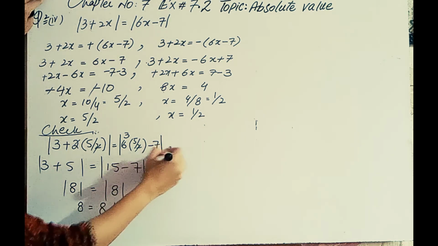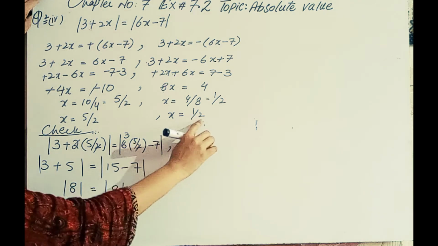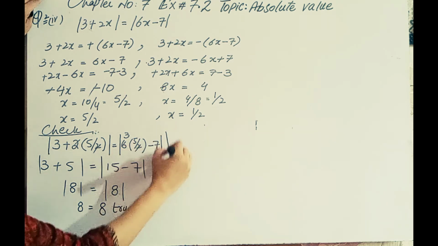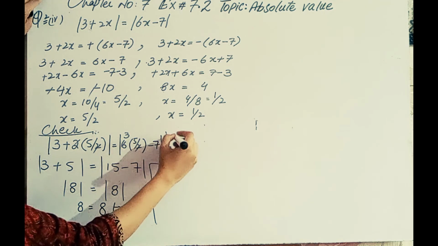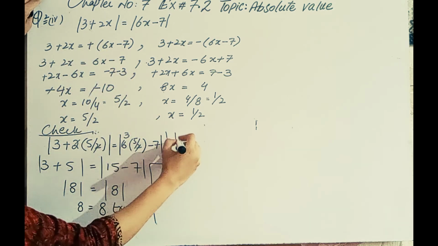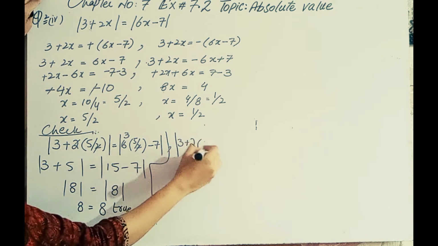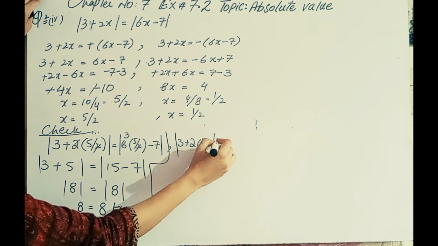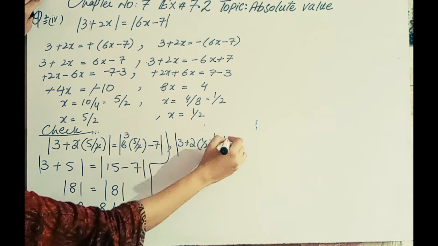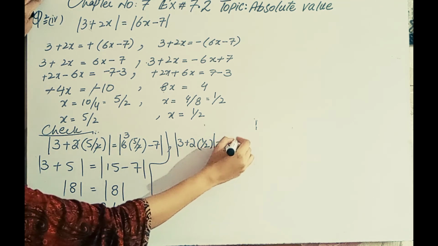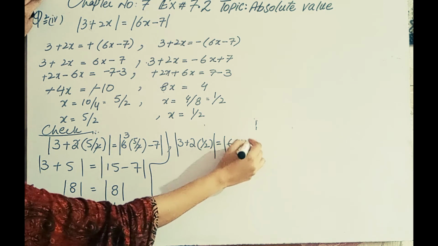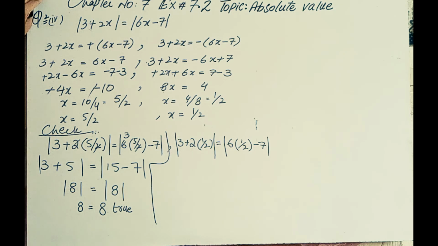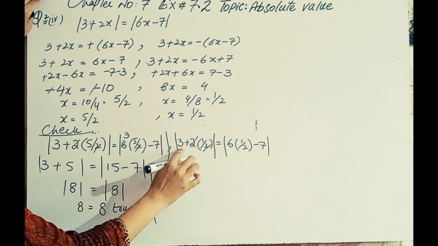Now we are going to do the second check for 1 by 2, that we will put in the same equation. I can draw the line here. The first one 3 plus 2, in place of x I will put 1 by 2. Absolute equals, there is 6, in place of x, that is 1 by 2, minus 7, absolute. Okay, 2 is cancelled by 2. 3 plus 1.